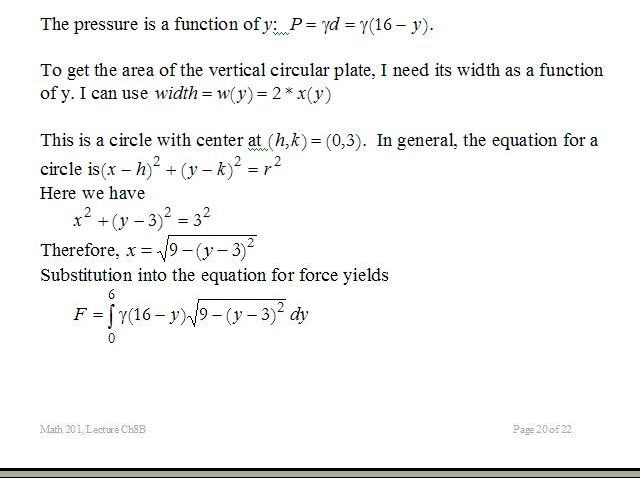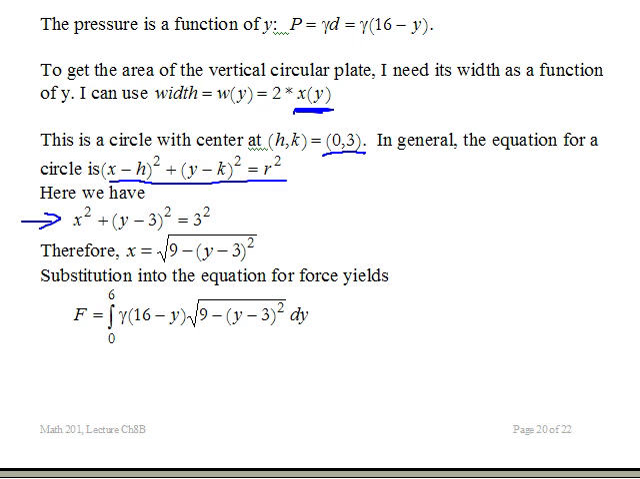I need to find a value for x of y. In other words, to find the radius of that circle as I move from y equals 0 to y equals 6. What this really is, is a circle with a center at 0, 3. So I can write the equation for the circle at 0, 3. And you can see where you put your coordinate system makes a big difference here. Okay, since h is 0 and k is 3, here's my expression for that circle around the outside edge of that drum. Solving for x, I get x equals square root of 9 minus (y minus 3) squared.